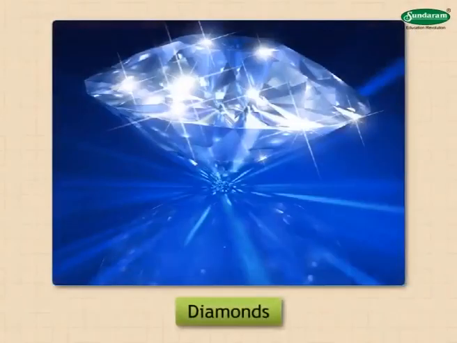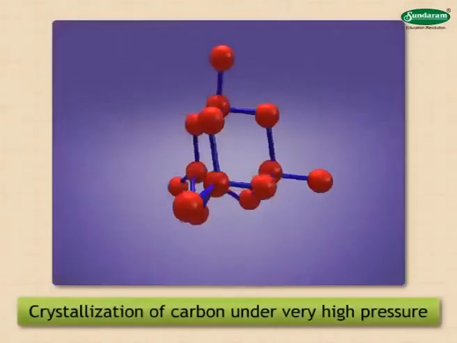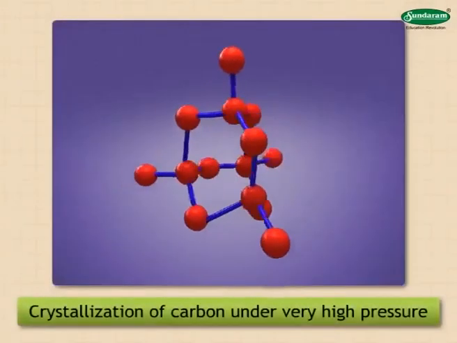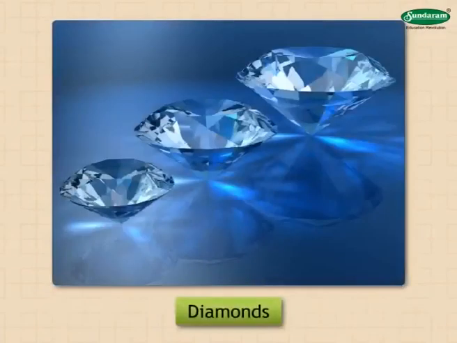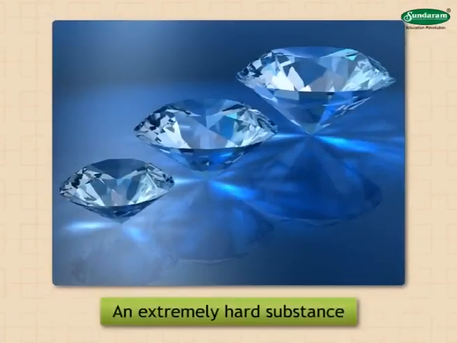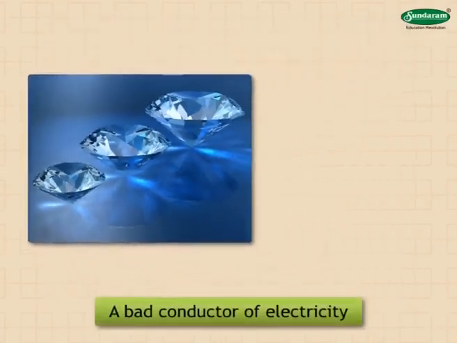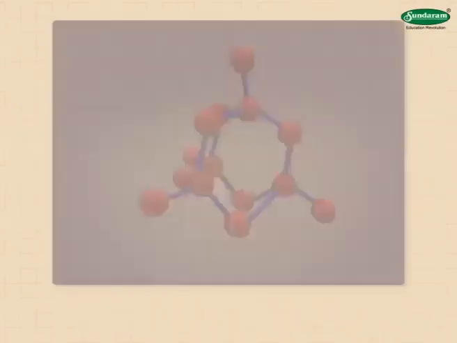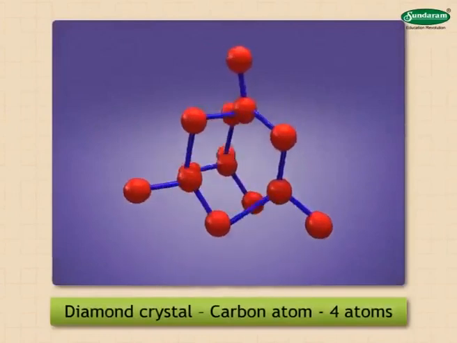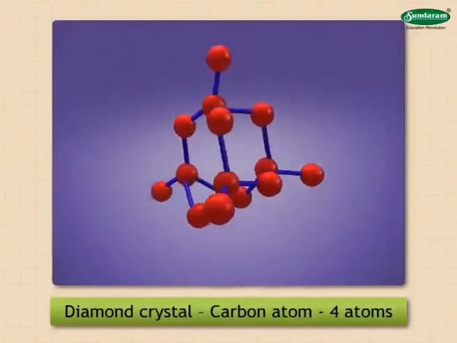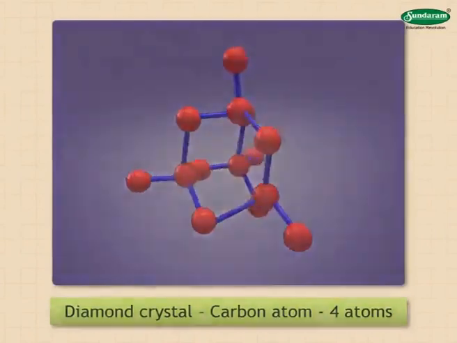1. Diamonds. They are formed lakhs of years ago by the crystallization of carbon under very high pressure. Brilliant pure diamond is an extremely hard substance. It is a bad conductor of electricity. In the diamond crystal, every carbon atom has 4 atoms of carbon at specific distances around it.